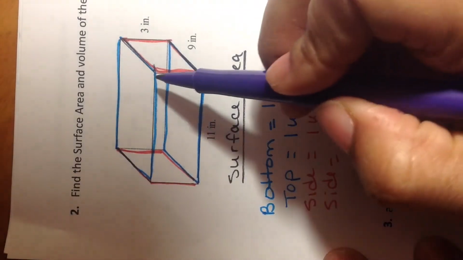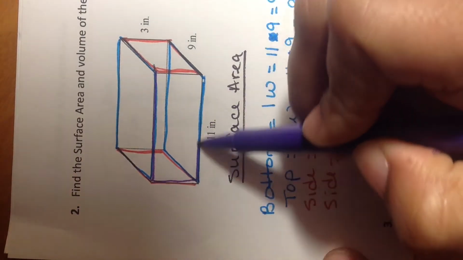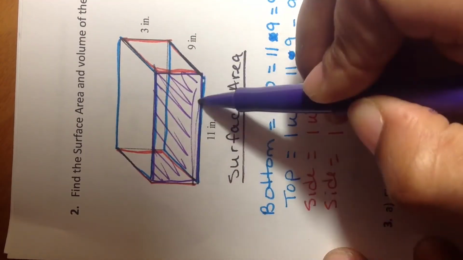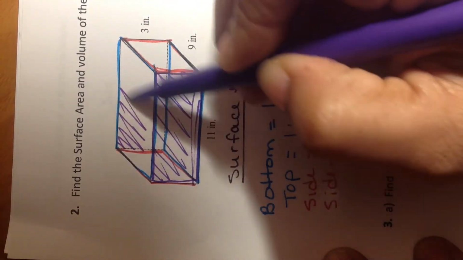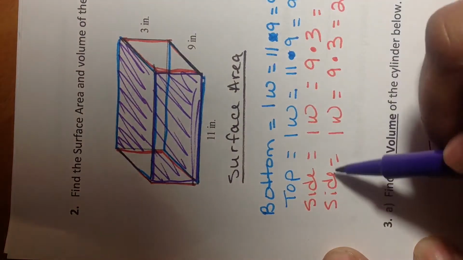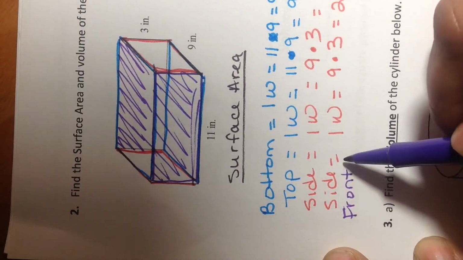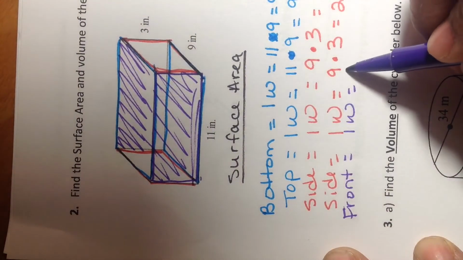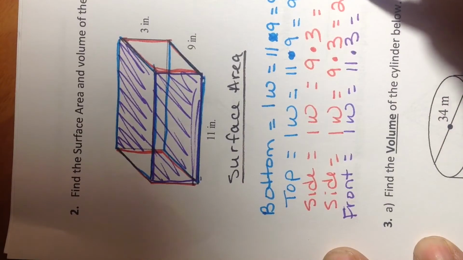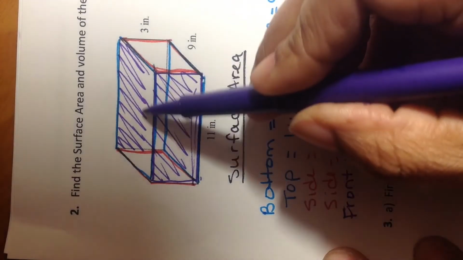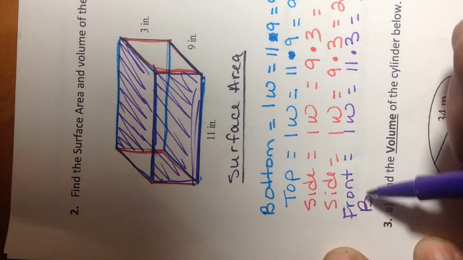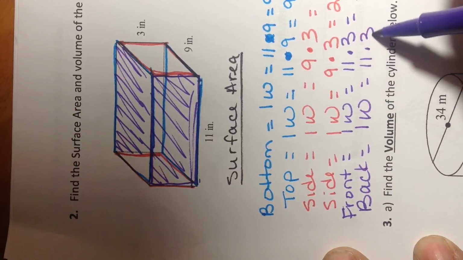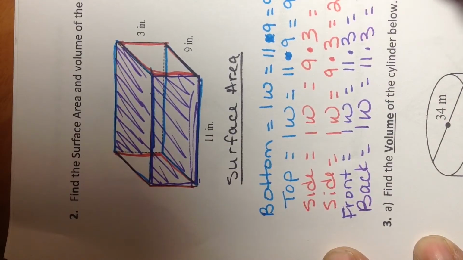I still have my front, which is right here. Okay, and I'll just kind of color it out a little bit to distinguish it. And then I have my back. So the front, which is also a rectangle, length times width, the length is 11, the height is 3, so this is 11 by 3, which gives me 33 inches squared, and I know my back is identical to that, and that gets the width times the length, which is also 11 by 3, which gives me 33 inches squared.